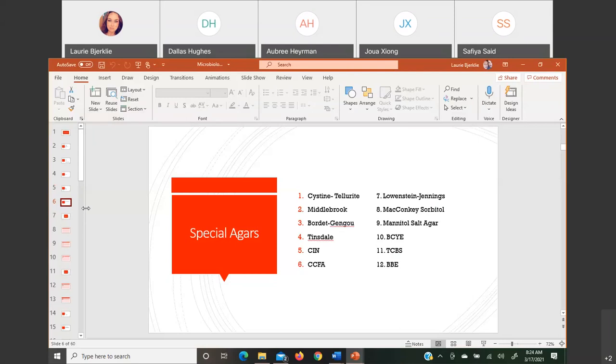All right, this one is a little tricky. So Middlebrook is used for mycobacteria. Okay, this one should be better. Bordet-Gengou. Yes, good. Bordetella pertussis. Yep, whooping cough, perfect. Tinsdale agar.